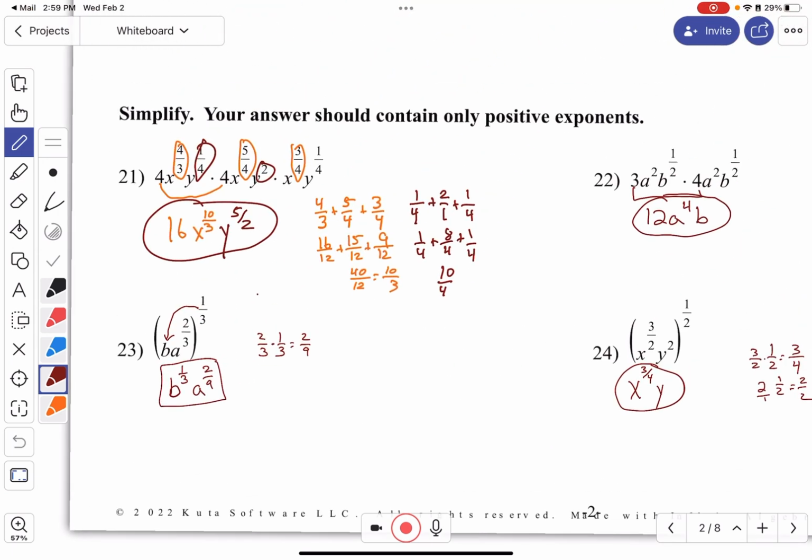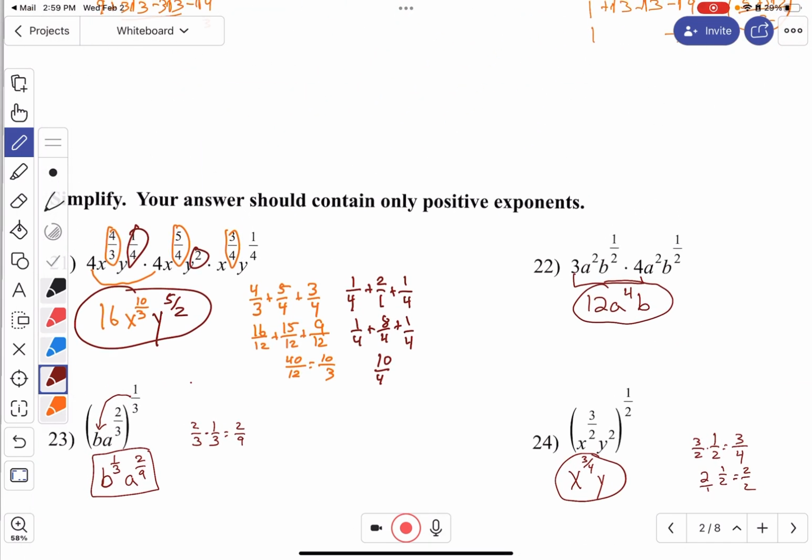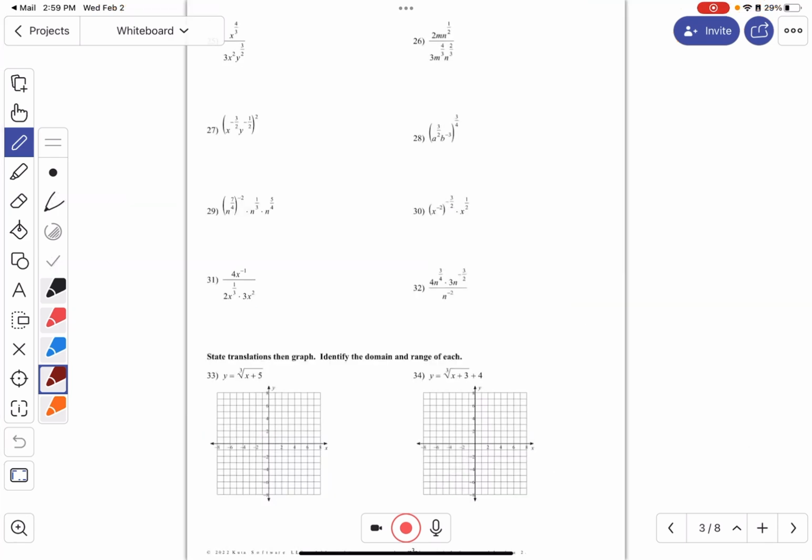Let's go down. Oh, I think we got to switch pages here. I'm kind of trying to move something around here, and there's nothing to move around.